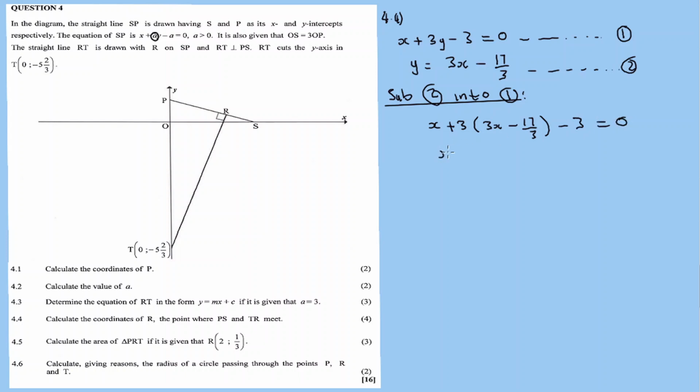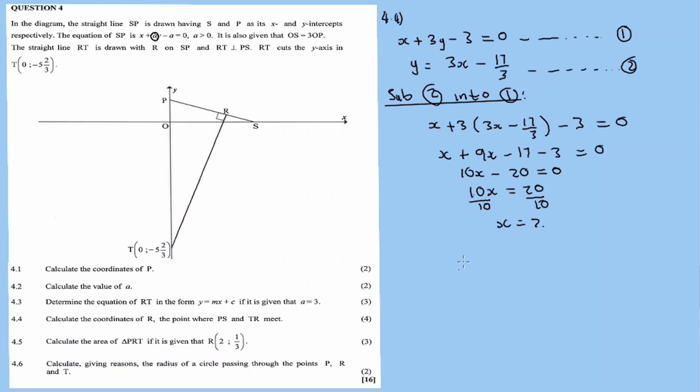Then we simplify: x plus 9x, and on the line total, minus 17 minus 3 is equal to 0. Then x plus 9x, that's 10x, minus 20 is equal to 0. So it's 10x equal to 20. I transpose the 20 and divide both sides by 10. x is equal to 2.